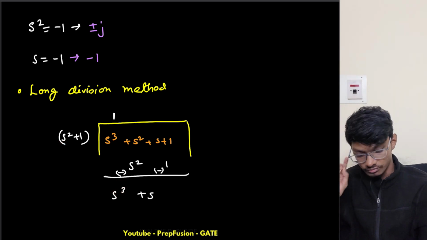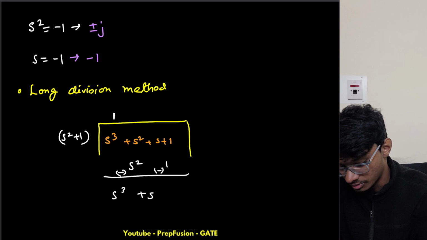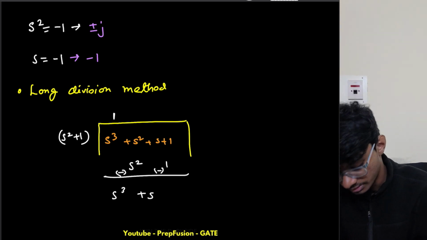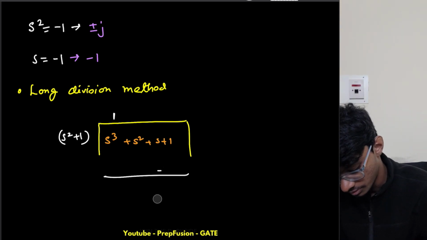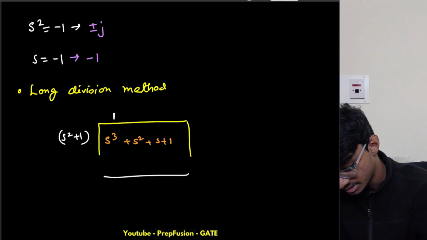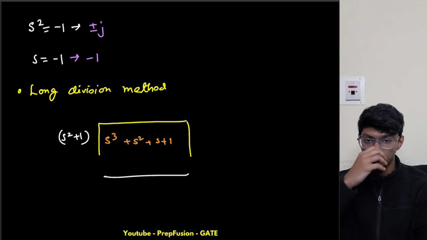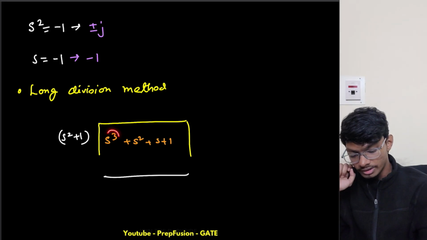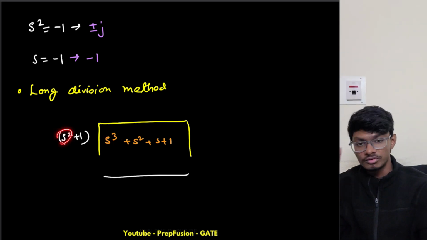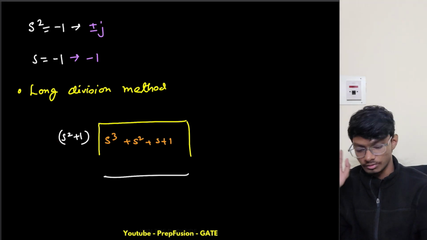Sorry, one thing I did wrong. We don't do it like this. Basically I equate the highest power of this one with this one and multiply whatever I have. So how do I equate the highest power? I have to multiply by s, right? If I multiply s with this one, I will get s cube.